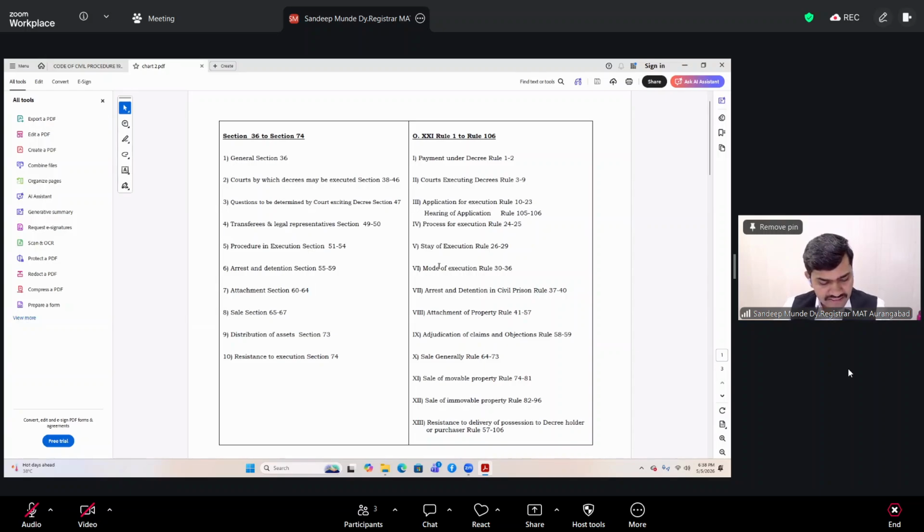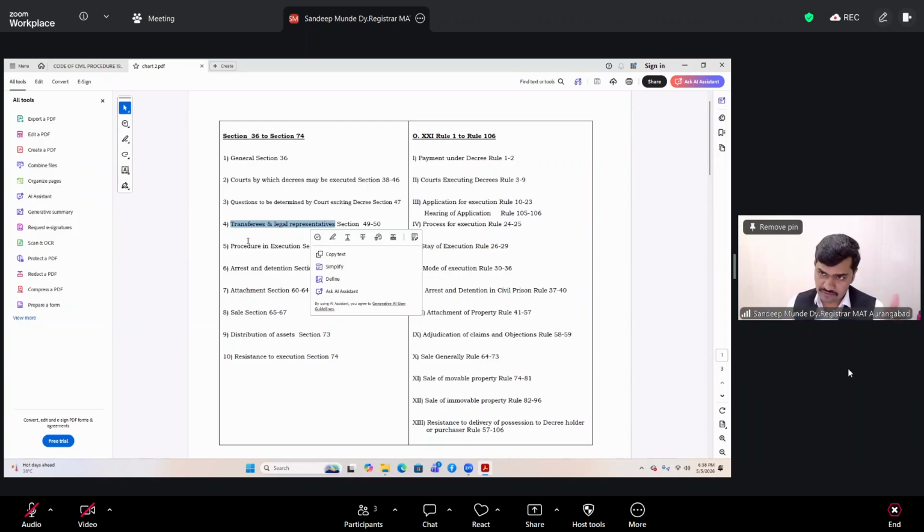Now, the next thing. Firstly, we will discuss the concept of transferees and legal representatives, who may be called transferees and legal representatives. According to Section 49, every transferee of a decree shall hold the same subject to the equities, if any, which the judgment debtor might have enforced against the original decree holder. Transferee means the person in whose favor the decree has been transferred. So he will get the entire rights.